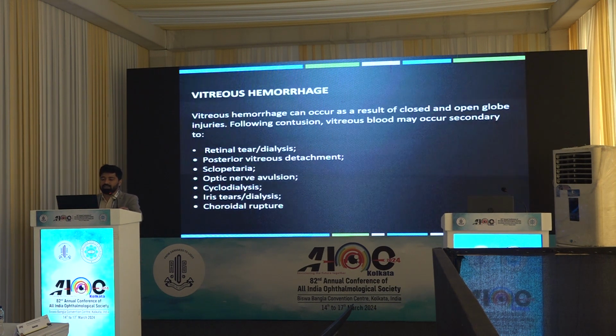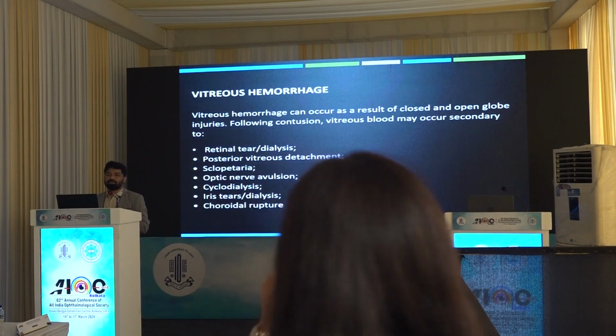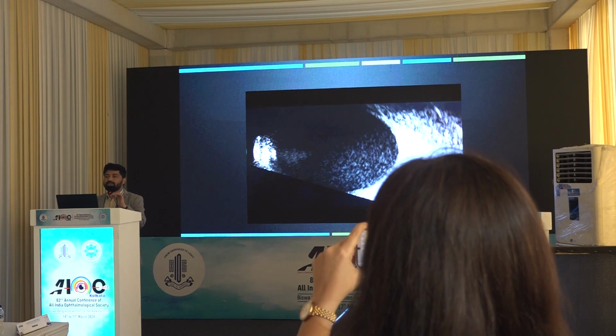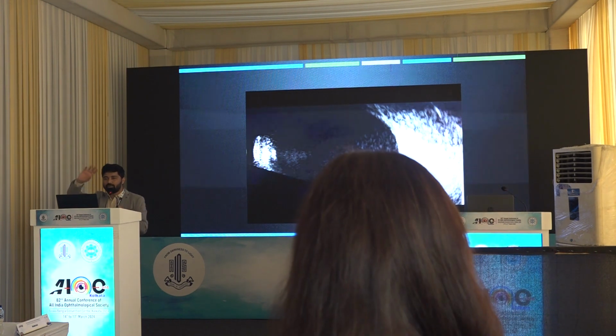Vitreous hemorrhage can occur from various causes. In case of closed globe injury, it could be because of retinal tear, posterior vitreous detachment, scleropeteria, optic nerve avulsion, cyclodialysis, or iris tear. The cause could be anything. The moment you see the vitreous hemorrhage, it's very difficult to determine where the blood has come from. Prognosis also depends on the root cause of the vitreous hemorrhage. If it has happened due to optic nerve avulsion, obviously you can't do much about it. When you do a B scan in vitreous hemorrhage, the traumatic vitreous hemorrhage will always have a uniform dot echo throat.